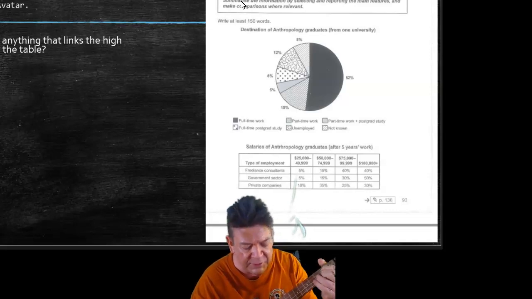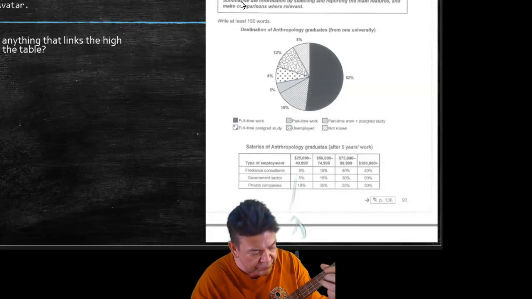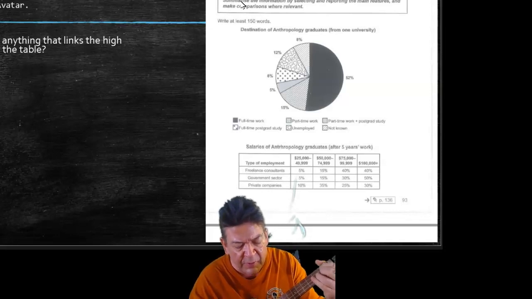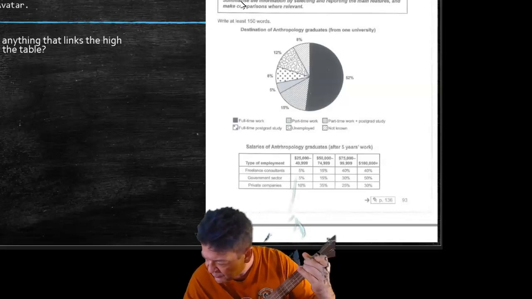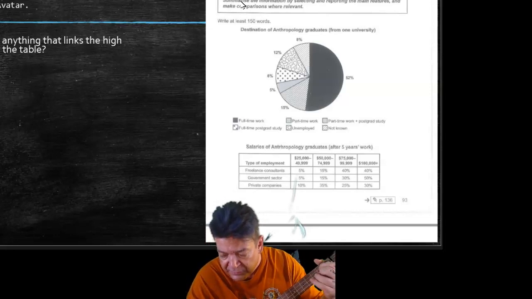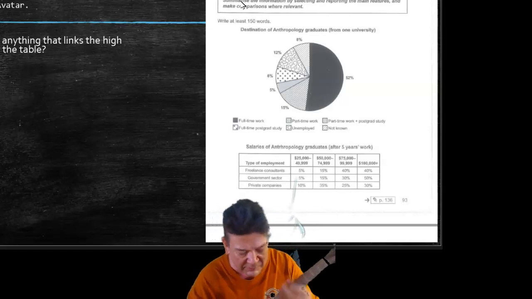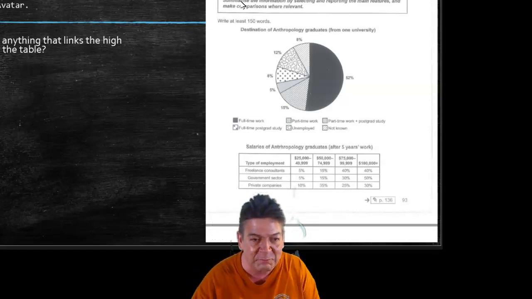Summarize the information by selecting and reporting the main features. Make comparisons where relevant. Write at least 150 words. Task 1. Okay.